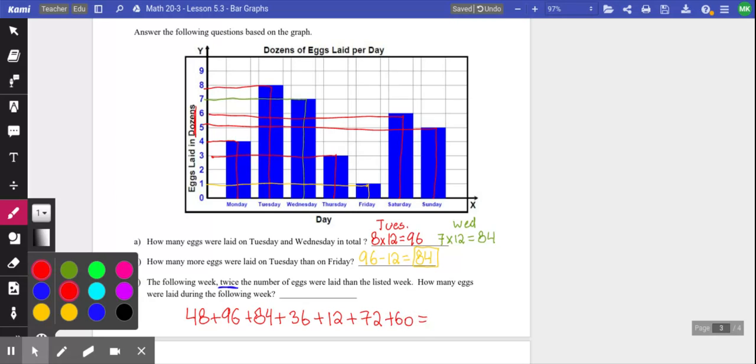So if you add all those values up, that'll tell you how many eggs you had for the week. And then we can double it to figure out how many we got the next week. So that equals 408. We want to times that by 2. And we get 816 eggs laid the next week. Cool. That's reading a bar graph.